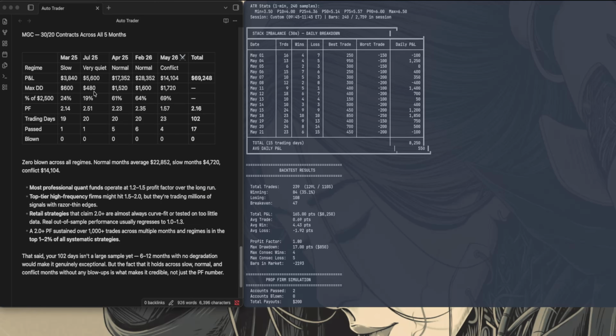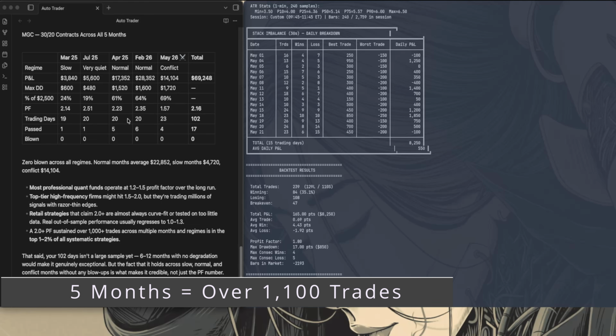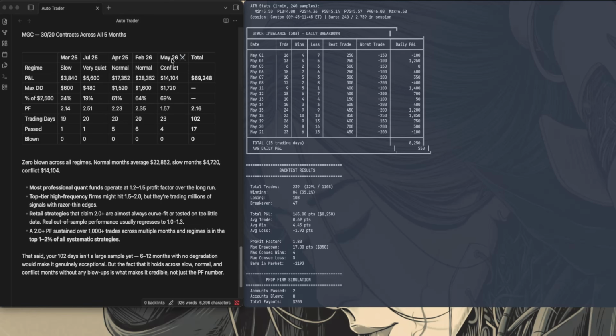Now, this was 5 months. Also, this was over 1,100 trades. So this just wasn't done on like 4 or 5 trades. This was done through 5 months of data in 2 different years, and over 1,100 trades.